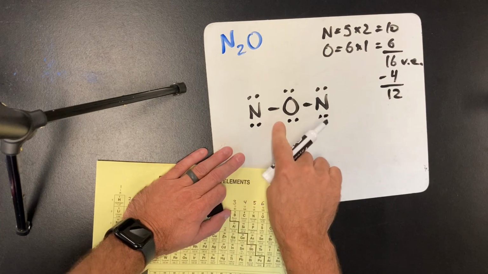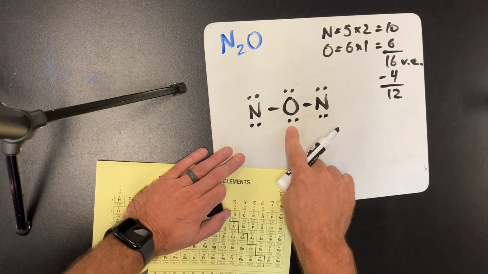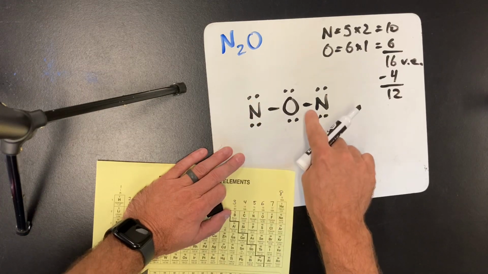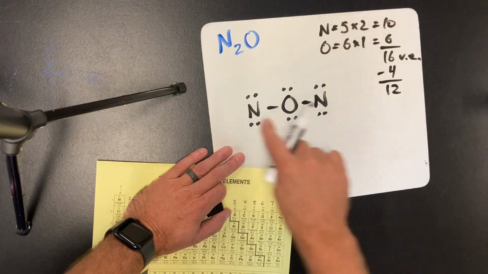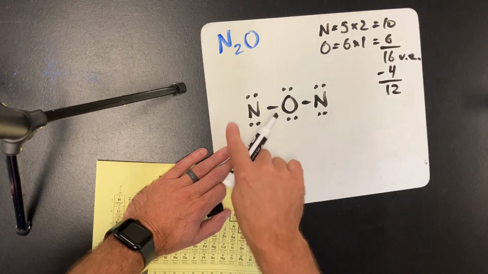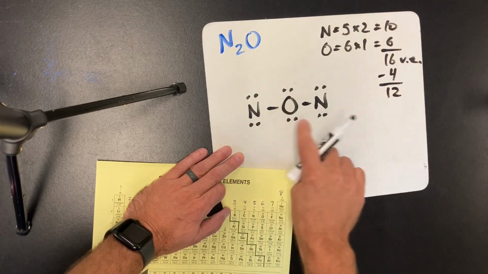You'll notice that right now oxygen would be happy. It's got 2, 4, 6, 8 valence electrons, but each nitrogen only has 2, 4, 6. So we've got space for 2 more valence electrons for each of those. But this is all the valence electrons we have. So what we have to do is we have to share some.